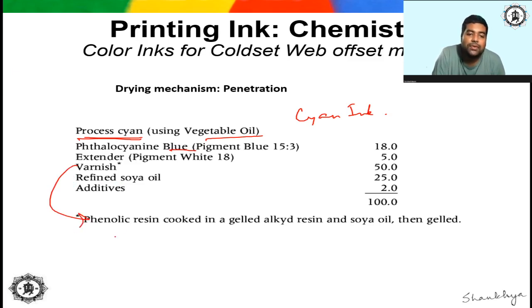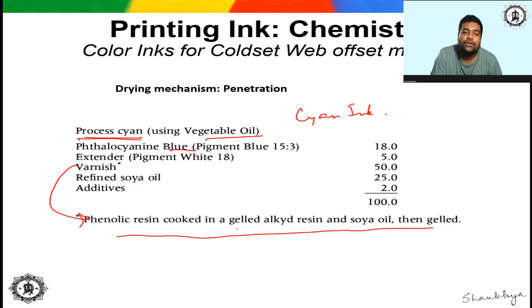So the varnish is what? Phenolic resin cooked in gelled alkyd resin and soy oil, then again gelled. So not only has the alkyd resin been gelled during manufacturing, but this varnish has also been gelled in the final stages of its production. Then we have got refined soy oil and some additives. So again, the primary method of drying is penetration and some amount through oxidative polymerization.